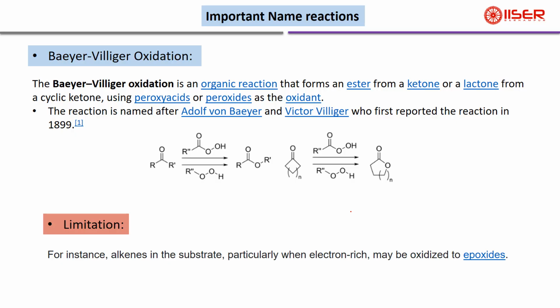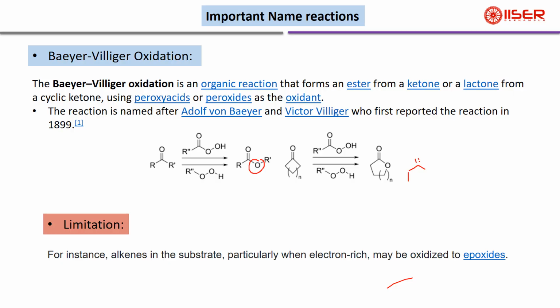Next is Baeyer-Villiger oxidation. The Baeyer-Villiger oxidation is an organic reaction that forms ester from ketone or lactone from cyclic ketone. So if you have a ketone and perform this Baeyer-Villiger oxidation by using MCPBA or H2O2, it will incorporate an oxygen atom and form an ester or a lactone. So what is the limitation? For instance, alkenes in the substrate, particularly when electron rich, may be oxidized to epoxide. What does it mean?